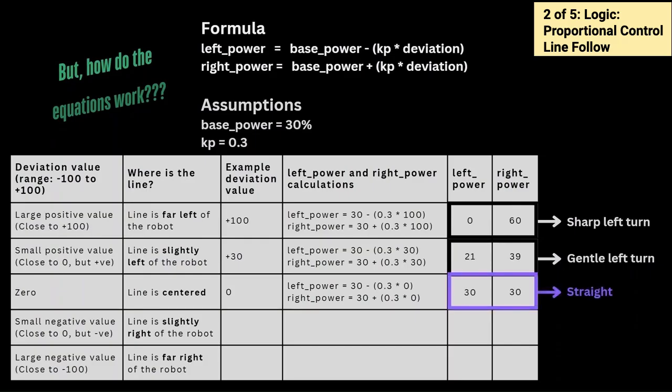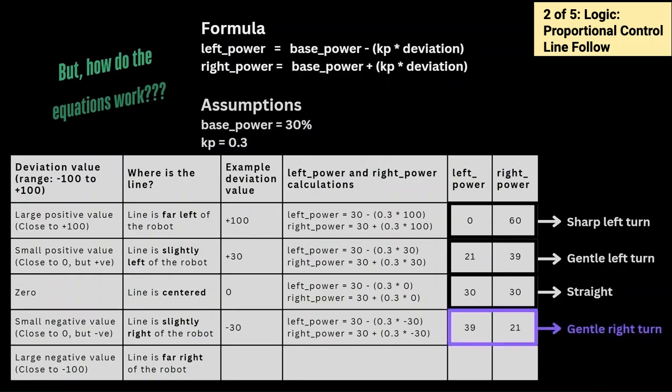Next, we'll look at a small negative deviation case. We will assume a small negative deviation value of -30. The left and right power calculations are shown, and they result in the left power being 39 and the right power being 21. As you can see, this corresponds to a gentle right turn, which makes sense because with a small negative value for deviation, the line is slightly right of the robot, and performing a gentle right turn will bring the robot back in alignment.